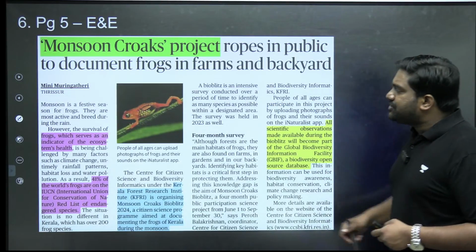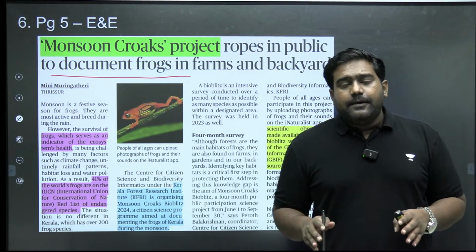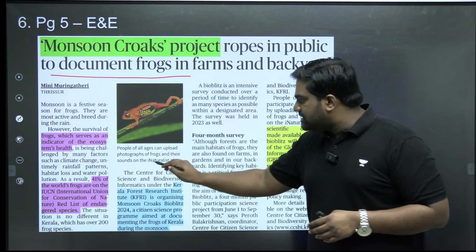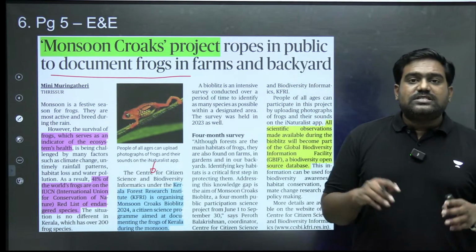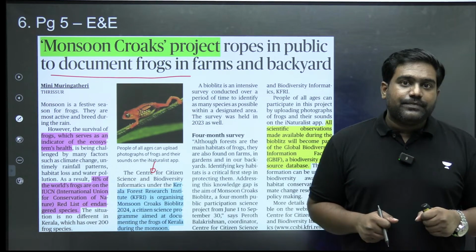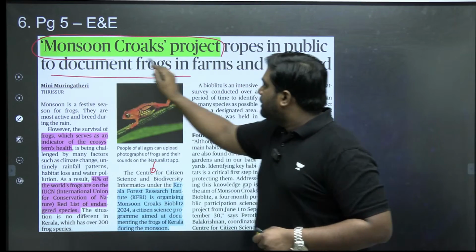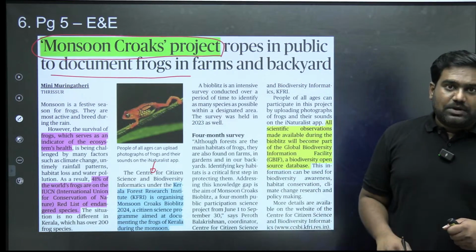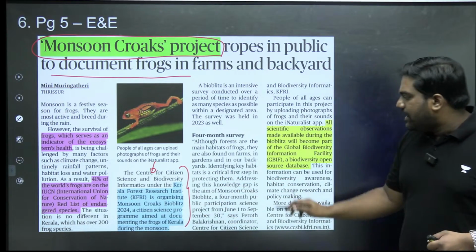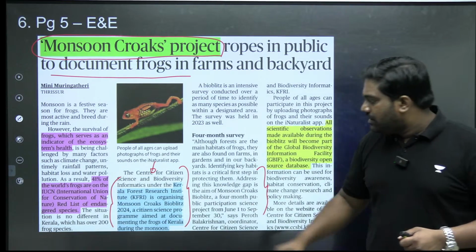Next, article number 6. It's related to environment and ecology. In Kerala, a new project has been launched by the Kerala Forest Research Institute to study the frog species during the monsoon season in the Western Ghats. It's called the Monsoon Croaks project. So UPSC might ask you a question. Monsoon Croaks BioBlitz 2024. That is the official name of this project.